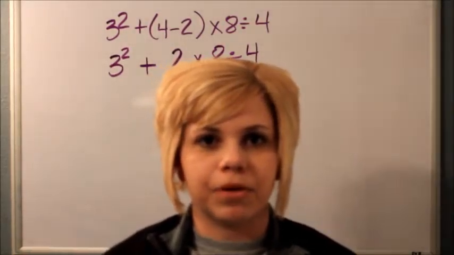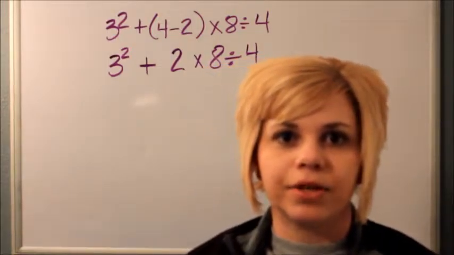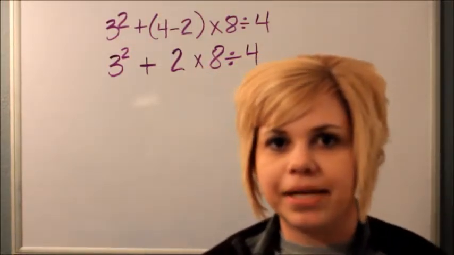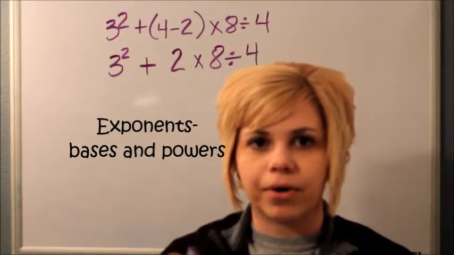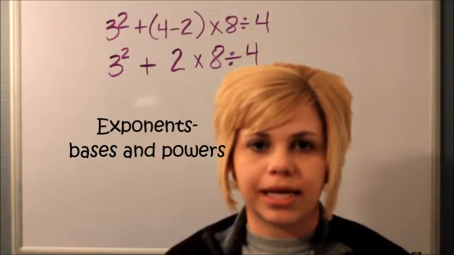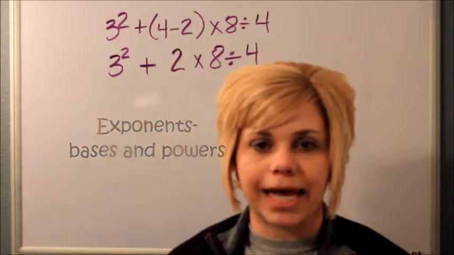The second step in the order of operations is to evaluate anything with exponents. That means anything with a base and a power. The base is the number that we use, and the power is how many times we multiply that number.